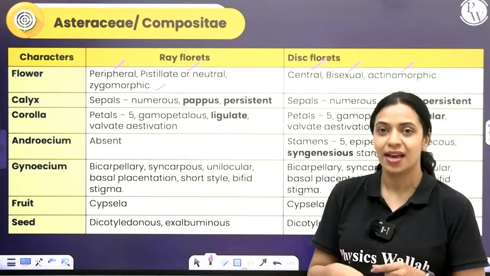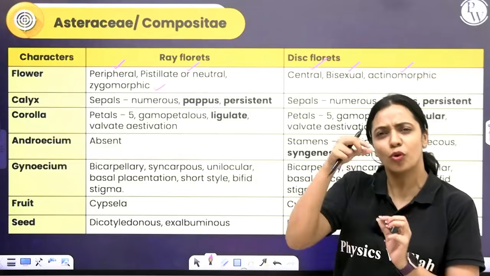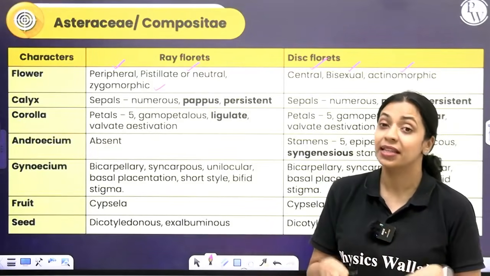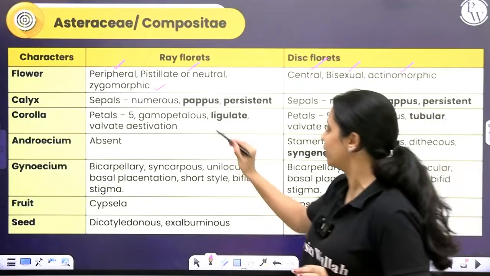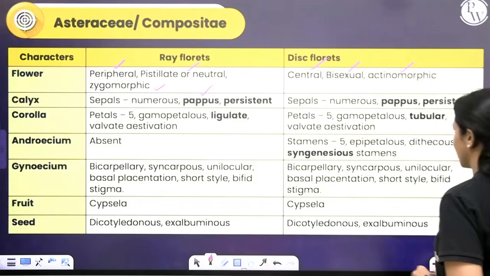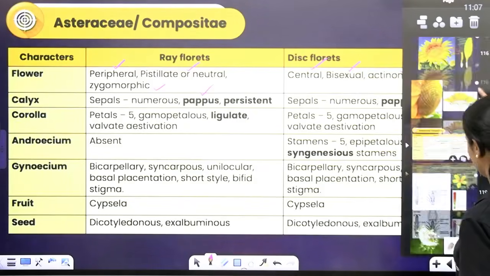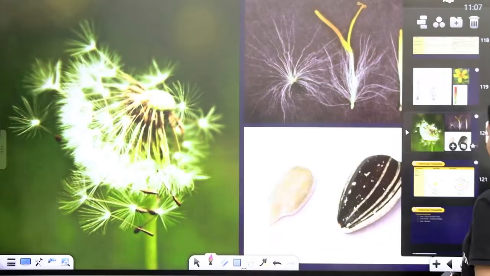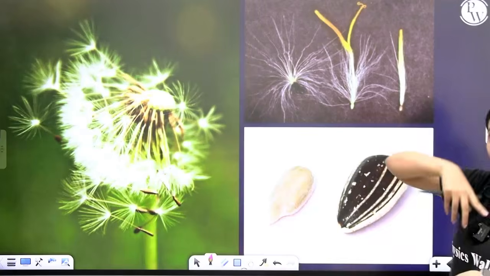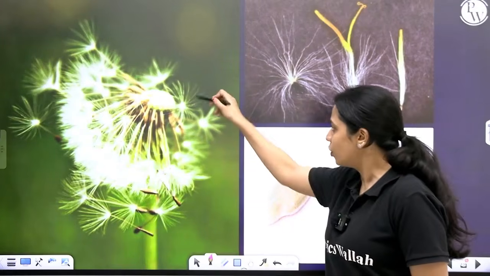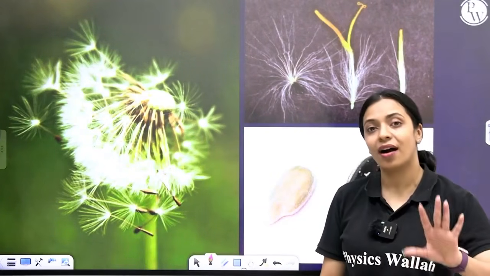They will fuse and they will get dissected to form super tiny hair-like structures. There is a special name for that. We call it pappus. Okay, so there are many pappus hair present. If you have ever looked at this dandelion or these kind of seeds floating around in the air, all of these hair-like structures that you see are pappus.